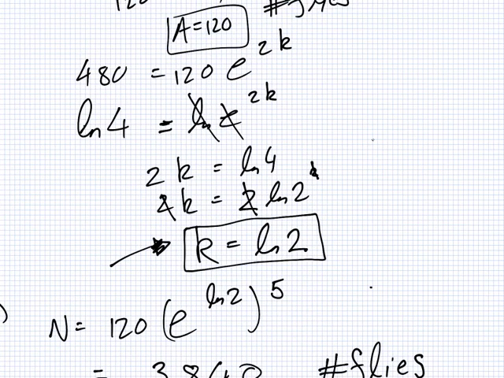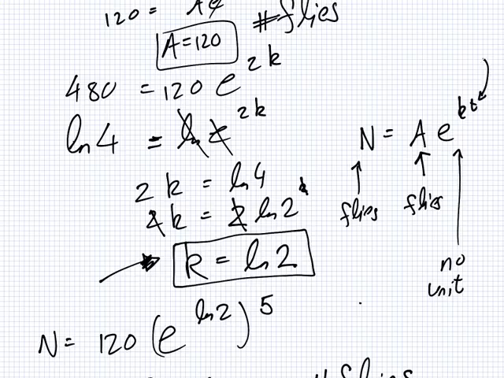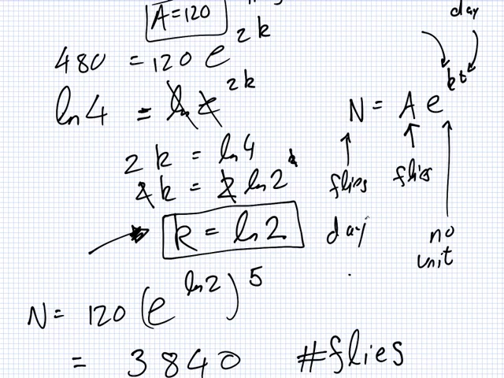Let me tell you how you can work this out, okay? So you have N equals A e^(kt). So we already said the A is flies. And this one here is flies. So this one here must have no unit. But that's not the same as saying K has no unit, because something in this already has a unit. What does the T have as a unit? Days. So the K must be a unit that cancels days. 1 over day. So in other words, per day.